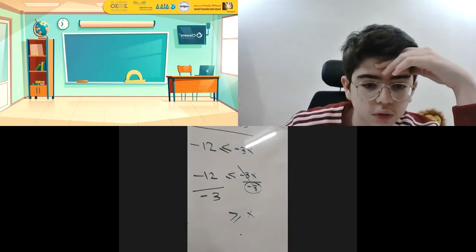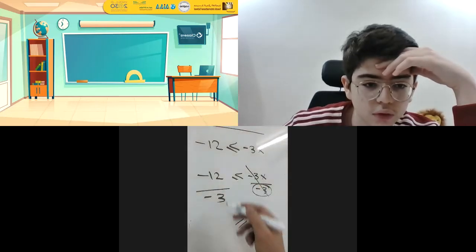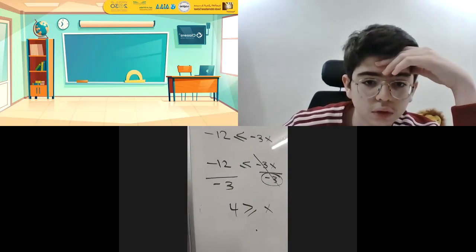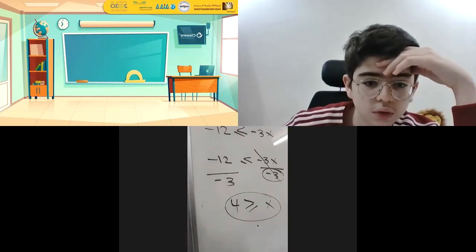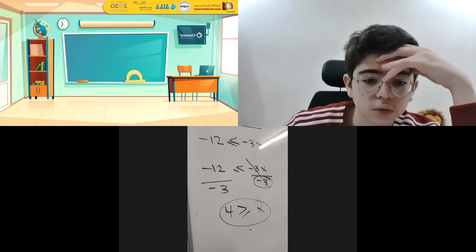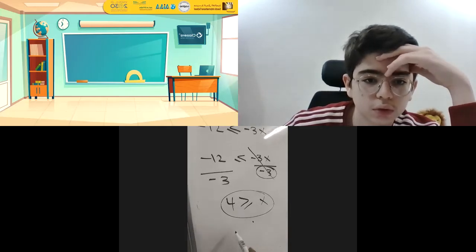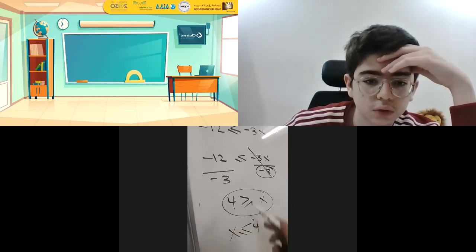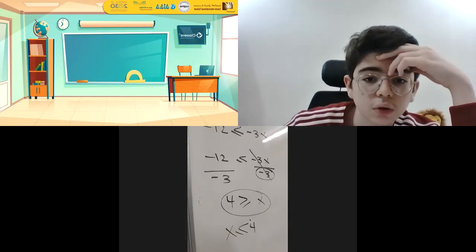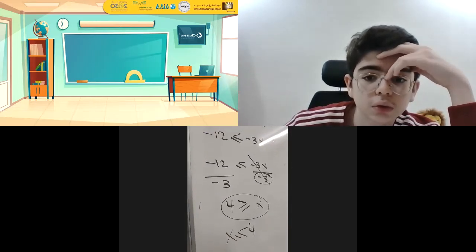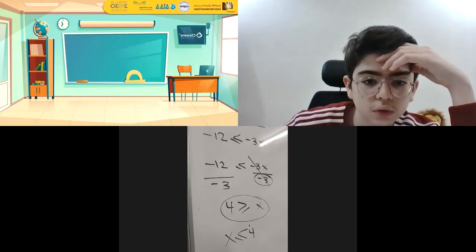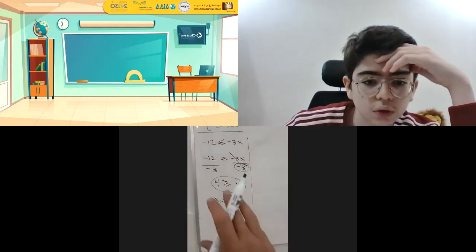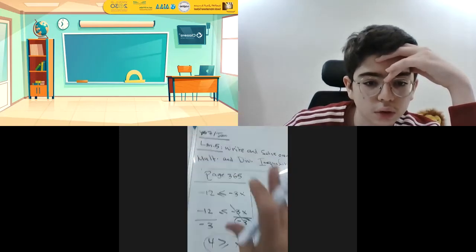So negative 12 divided by negative 3 is 4. Read the answer, Abdul Latif. X less than or equal 4. I can also write it like this: 4 greater than or equal x. It is the same. Do you understand it? Thank you. Welcome. Anyone else, guys? This is a question for Abdul Latif. We didn't start with the lesson yet, okay?